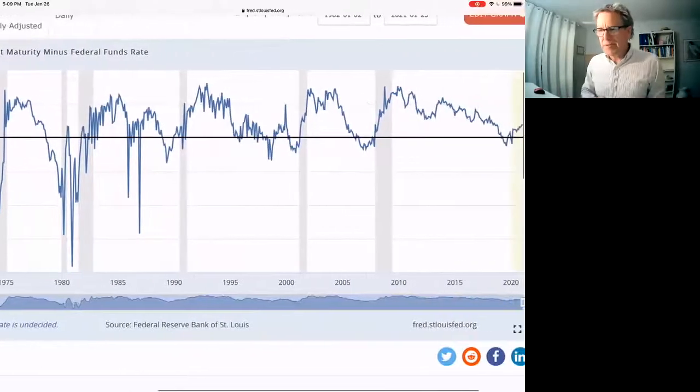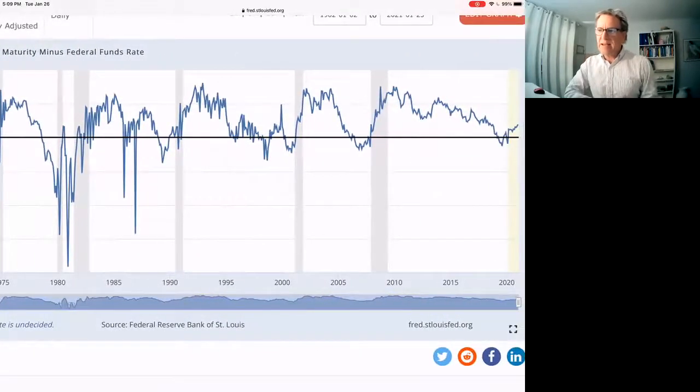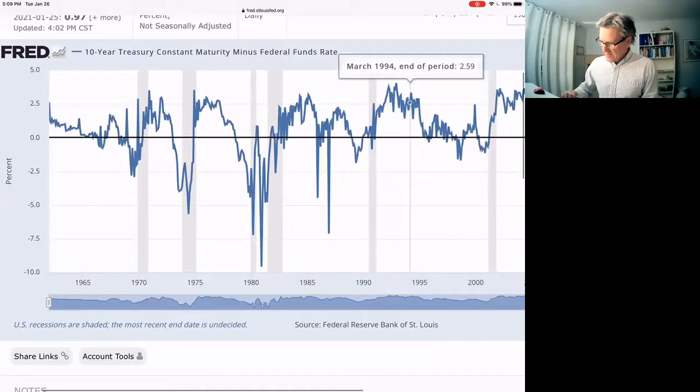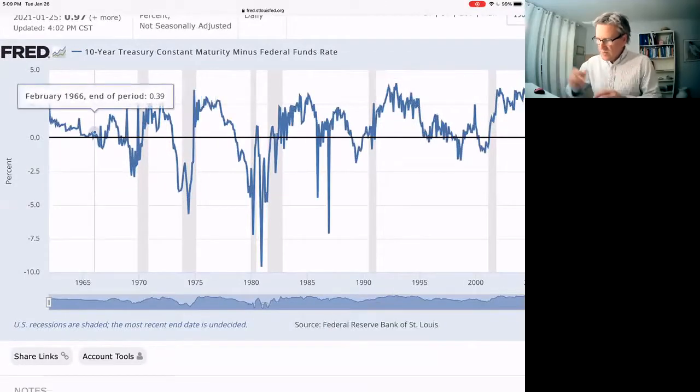I encourage you to click on that link that I provided for you and take a look at this yourself. And also go and see what the current yield curve spread is. As I'm doing it right here, it's positive. So I'm not too concerned about an impending recession right now.